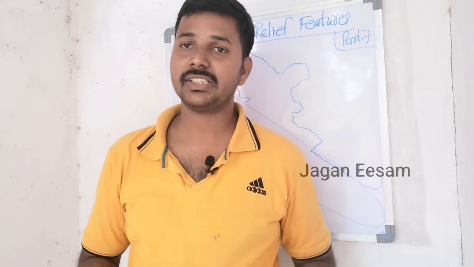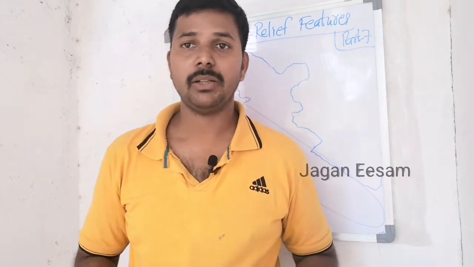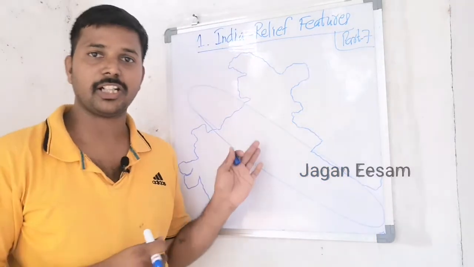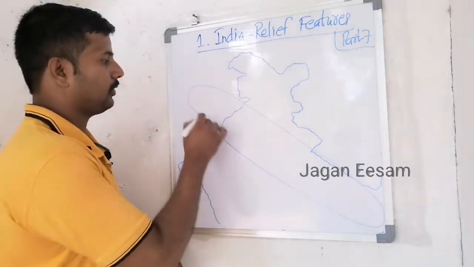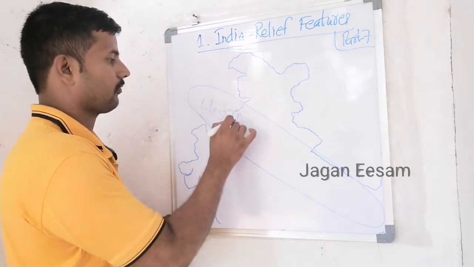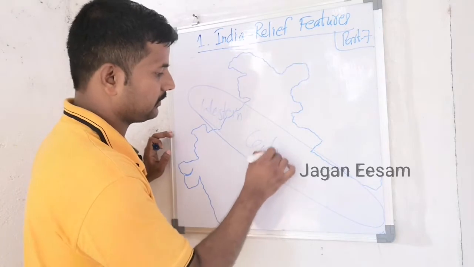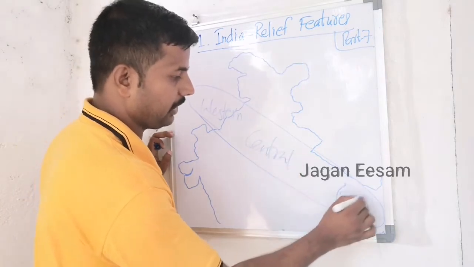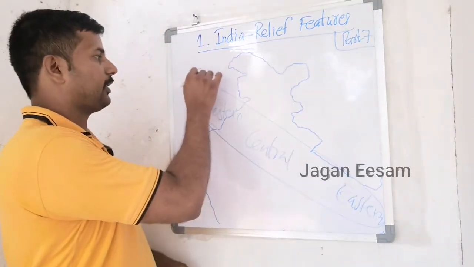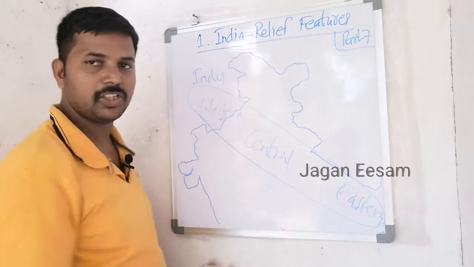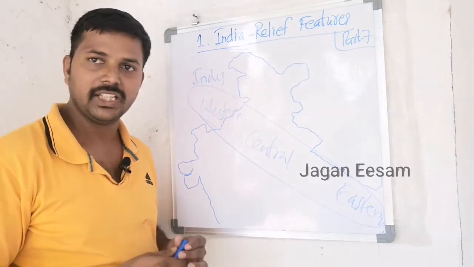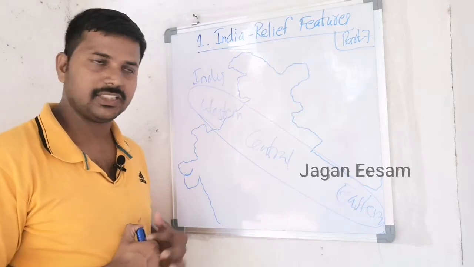Now let us discuss the Indo-Gangetic Plain, which is broadly categorized into three parts. They are known as the western part, central part, and eastern part. So this is the western part, this is the central part, and this is the eastern part. The western part is formed by the Indus and its tributaries, the central part is formed by the Ganga and its tributaries, and the eastern part is formed by the Brahmaputra and its tributaries.